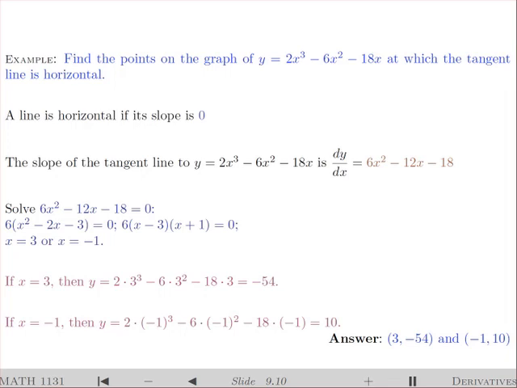I will stop here. We'll talk about applying the power rule to slightly more general situations next time.